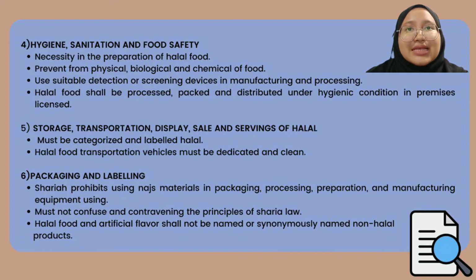Number 6. Packaging and labeling. Halal food must have suitable packaging material, which should be halal in nature and should fulfill the requirement, which is that the packaging material should not be made from any raw material that is deemed najis by Sharia law, in packaging, processing, preparation, and manufacturing equipment used.